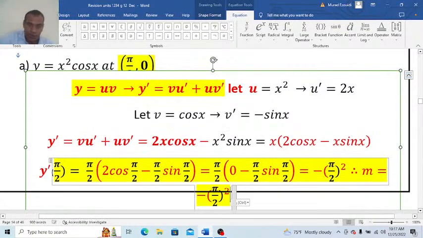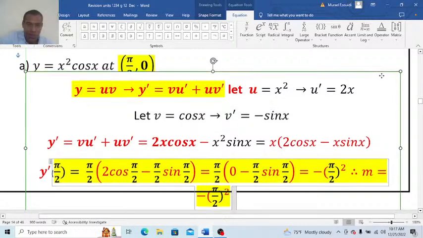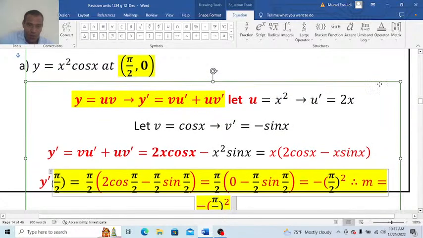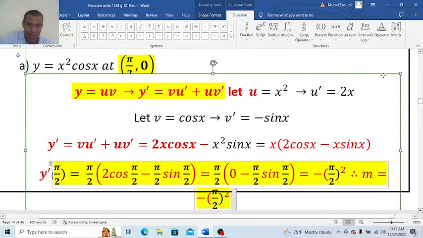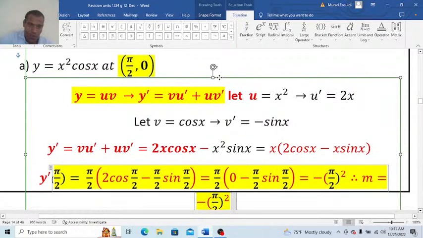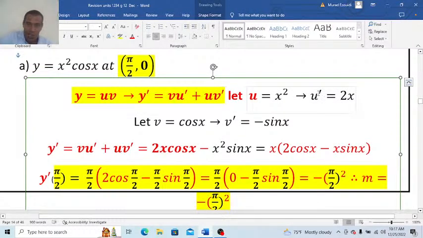So I wish that's clear for you, learners. How can you find the gradient? First of all, you should differentiate your equation with respect to x. This is the product rule, u multiplied by v. Just let u equal x squared, u dash is 2x, let v equal cosine, v dash is minus sine. Then you are going to apply the product rule.